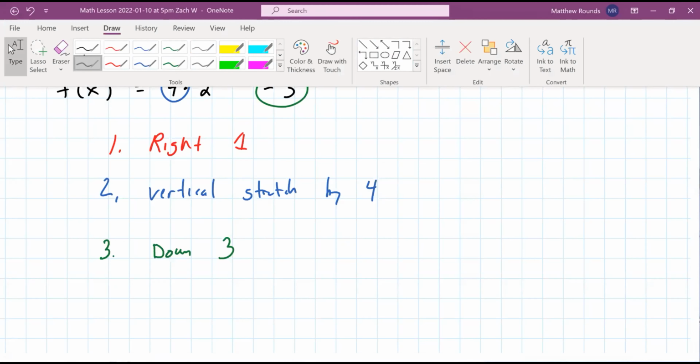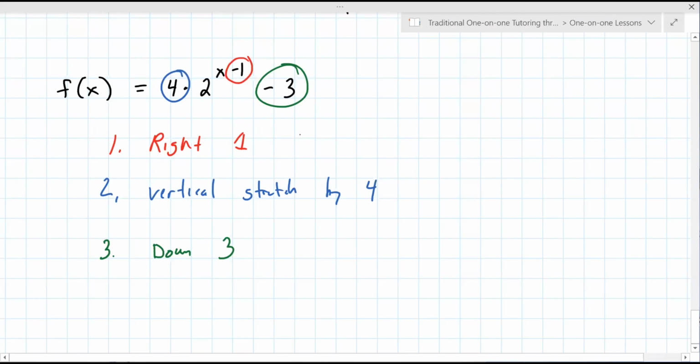This one does not flip over the x-axis, right? That's correct. So this right one only affects the x value. So you add 1 to x. It's important to know that it's right 1, but you need to know the actual action step. And then when you vertical stretch, multiply y by 4.